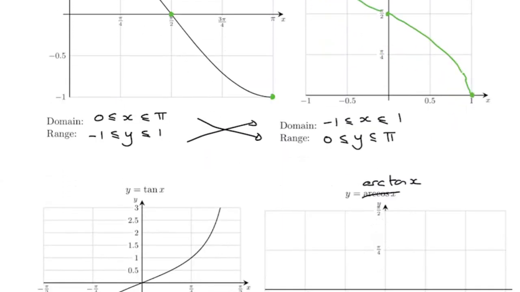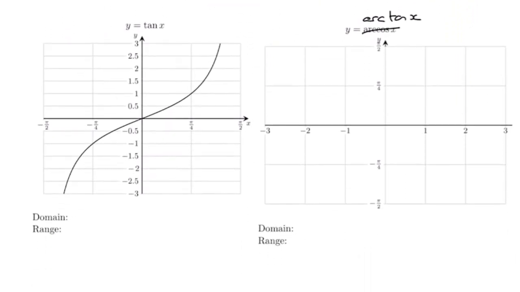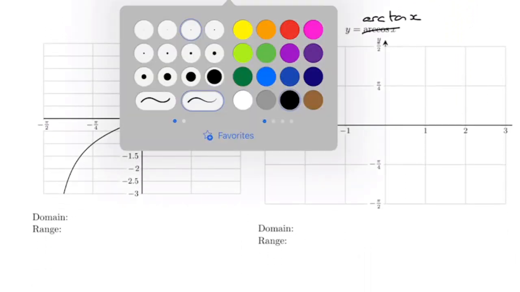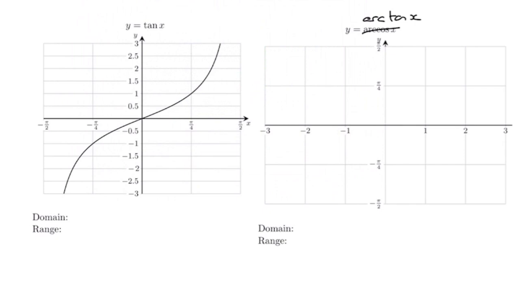Now, for the arctan, again, same thing occurs. So the domain is negative pi over 2 is less than x, which is less than pi over 2. And the range is y belongs to all real values. So again, they'll swap over. So x will belong to all real values, and the range will be negative pi over 2 is less than y, which is less than pi over 2.